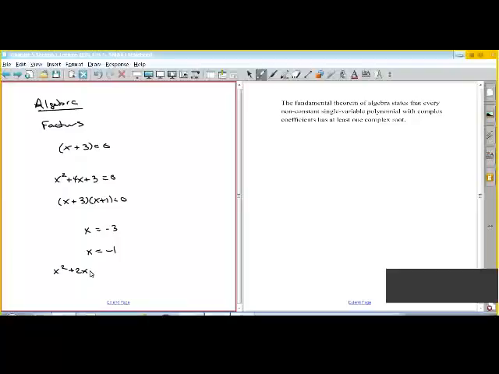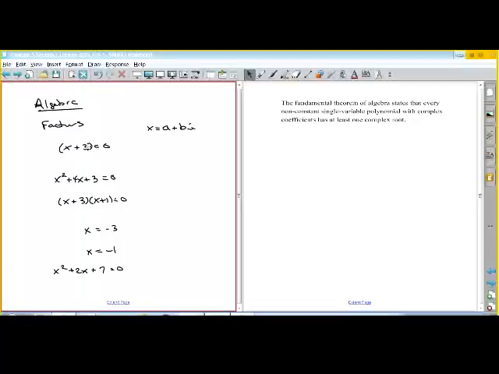If you had something like x squared plus 2x plus 7 equals 0, this has roots, but they're not real. They're actually imaginary roots. A complex number consists of a real part and an imaginary part. Anyway, the bottom line is, and I'm not going to get into complex numbers, it has to do with roots of the polynomial.